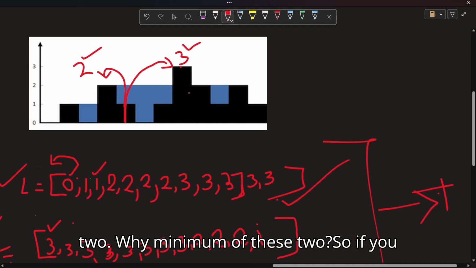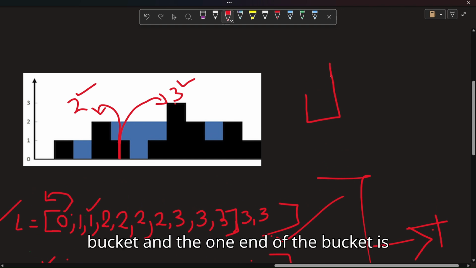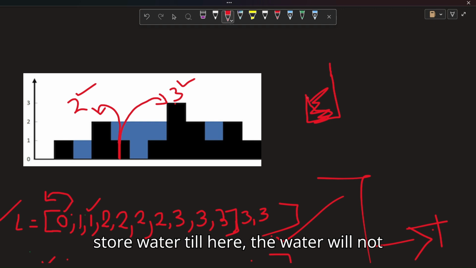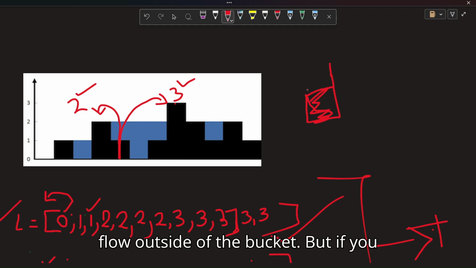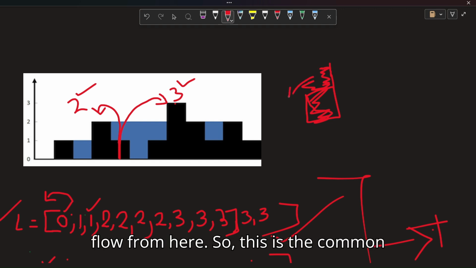Why the minimum of these two? If you see, imagine that this is a bucket and one end of the bucket is longer than the other. If you store water up to here, the water will not flow outside of the bucket, but if you try to store water here, it will flow out from here. So this is common sense.